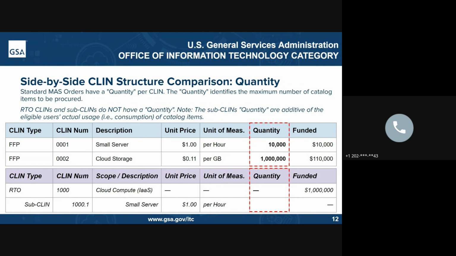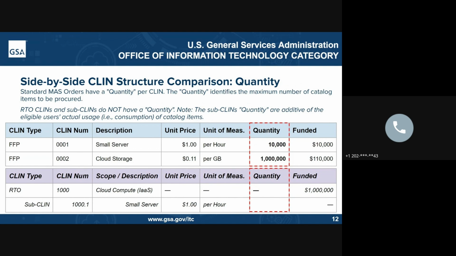Continuing our movement to the right, we now start looking at quantity. Now, again, under a standard mass order, every CLIN has a defined quantity, a quantity of 1 up to whatever your requirements require. In respect to requirements task orders, again, because the requirement task order is only a scope CLIN, there is no listed quantity.